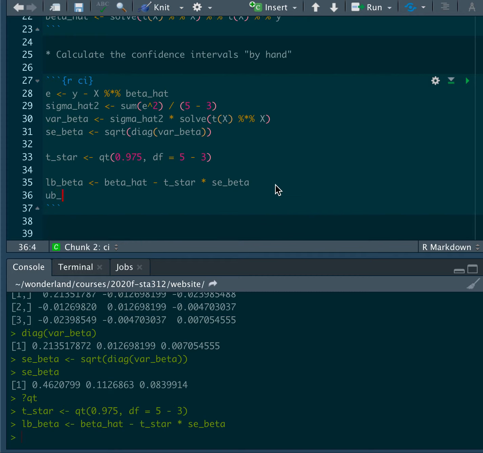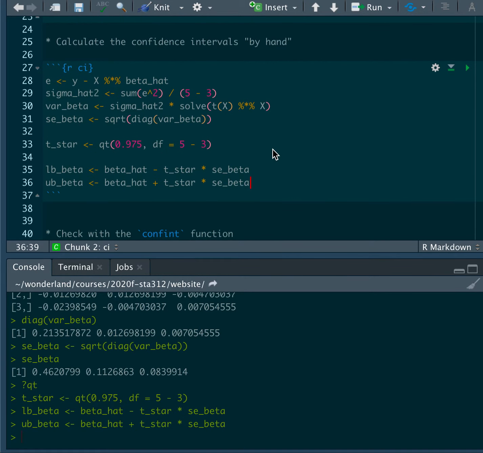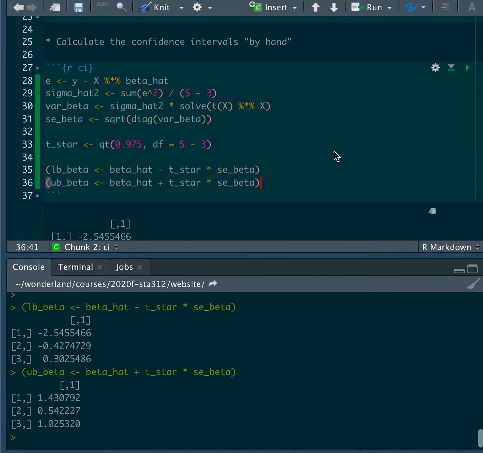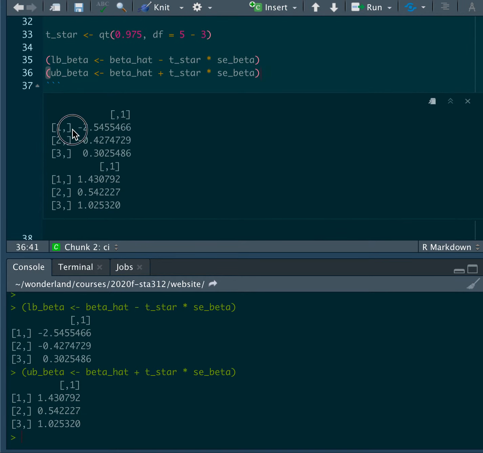And then the upper bound of beta is going to be the same thing, except now we're going to add t star times the standard error of beta. Okay, so now let's take a look at those. Let's look at that lower bound. And actually a trick here is if you want to both assign something and look at it, when you run a chunk, you can use these parentheses and it'll print the output. So this is the output here. Our lower bound, we've got negative 2.5, negative 0.42, and 0.3. And our upper bound, we've got 1.4, 0.5, and 1.